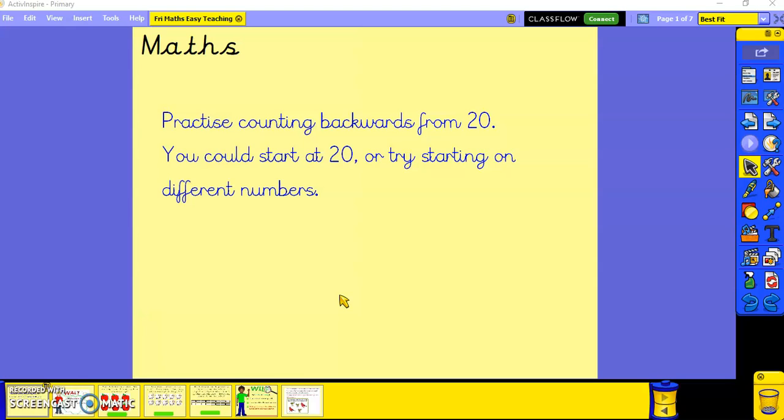Well done. And the final one today, can you start on the number 19 and count all the way back to 0? So pause the video. So well done for all your lovely counting this morning.